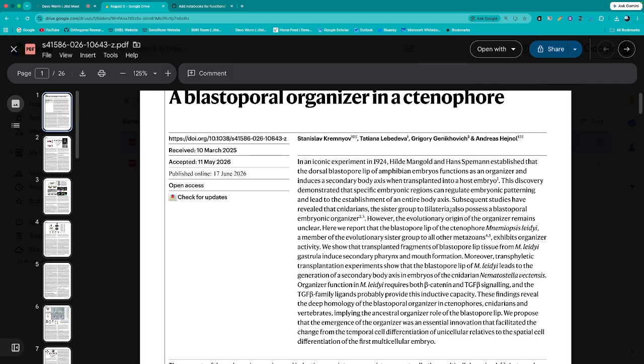In this case, we're looking at cnidarians, and we would like to also see if they have a blastoporal embryonic organizer, and indeed they do. This came in subsequent studies. However, the evolutionary origins of the organizer in cnidarians remain unclear. Here we report that the blastopore lip of the ctenophore Mnemiopsis leidyi, a member of the evolutionary sister group to all other metazoans, exhibits organizer activity.